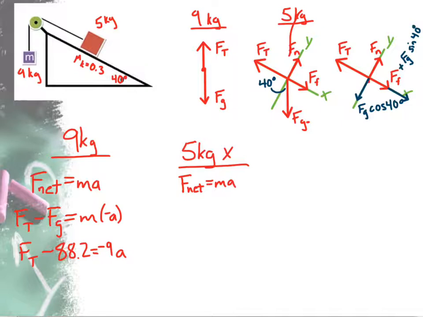x direction. Write out Newton's second law. And Newton's second law just says that the sum of all these forces is equal to mass times acceleration. And again, I'm expecting the block to move to the left. So I am going to write this as negative a, negative acceleration.